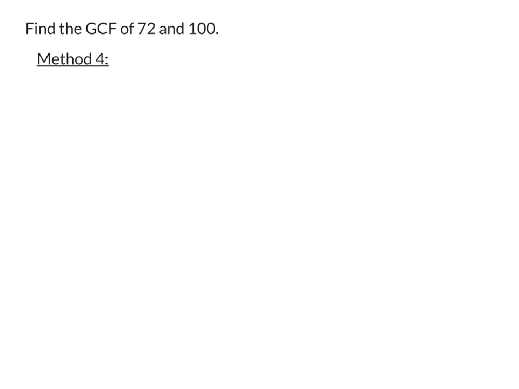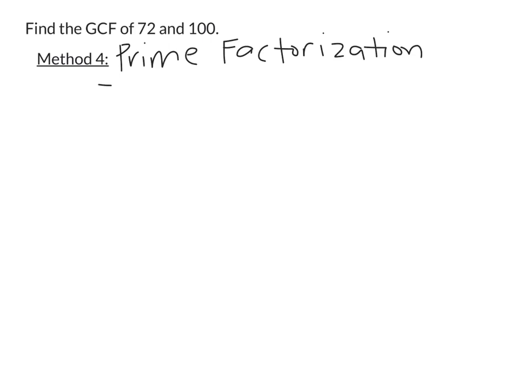Now we're going to look at another method, which is prime factorization. It's looking at the prime index factors of 72 and 100 and seeing how we can find the GCF. So first I need to express 72 as prime factors. You can either use the factor tree method that we showed in method 2, or you can use the ladder method also. So 72 is divisible by 2. I'm going to express it as prime factors.